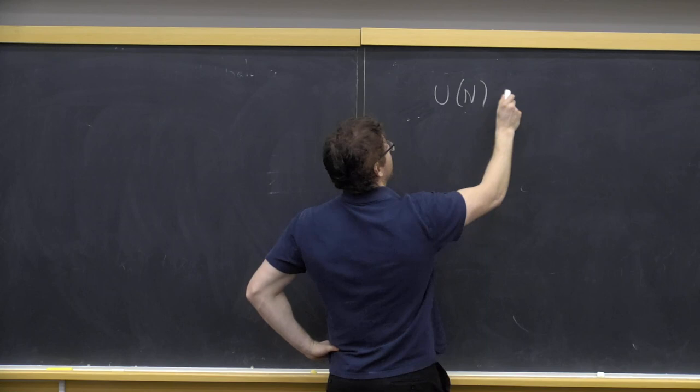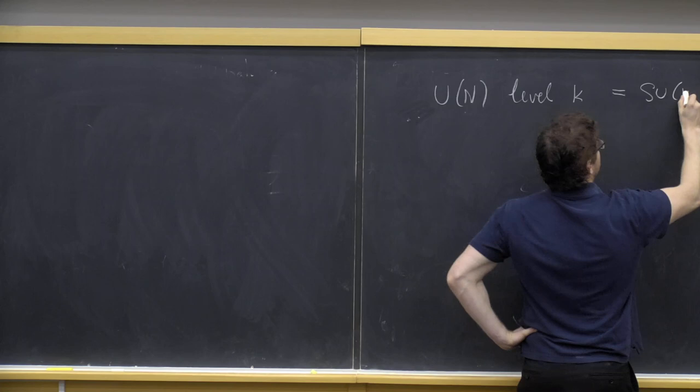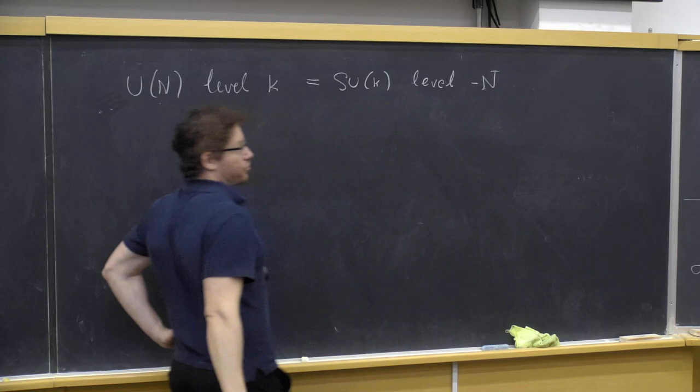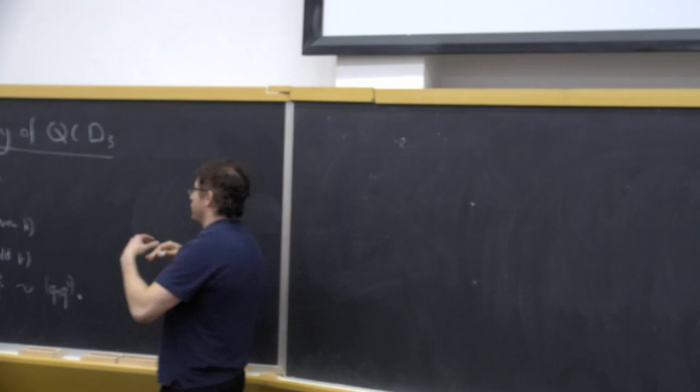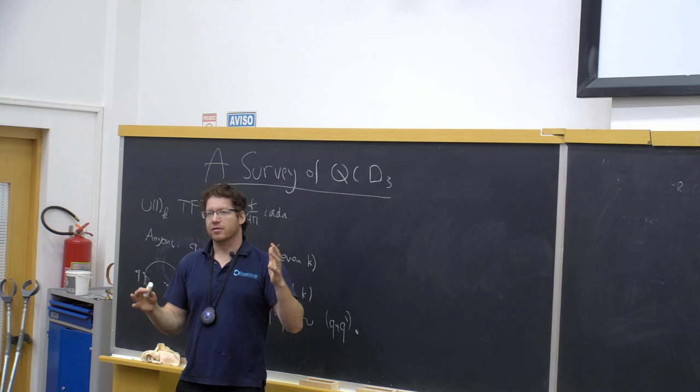U(N) level K is exactly the same as the SU(K) level minus N. This minus will be crucial. You remember, this is why I emphasized yesterday that the theory with level K and the theory with level minus K do not need to be the same. They're related by time reversal symmetry, and they're generically not the same. So U(N) level minus K is not the same as U(N) level K. So this minus sign is important.